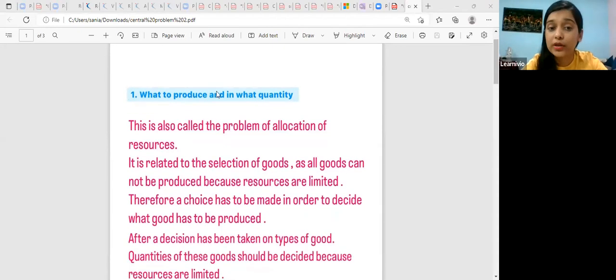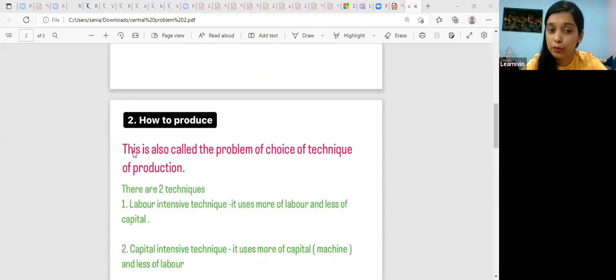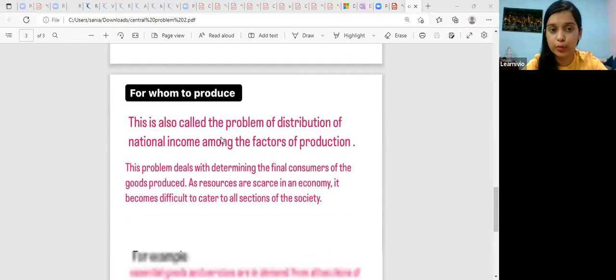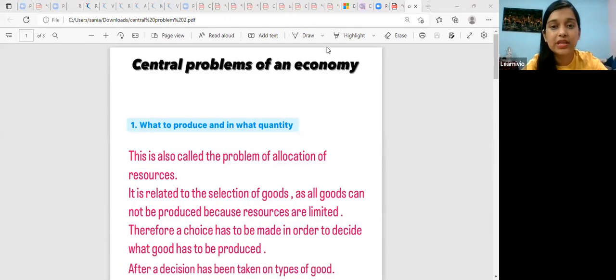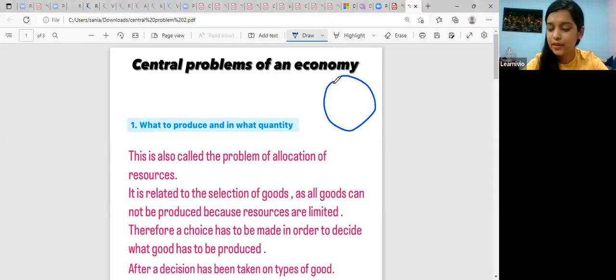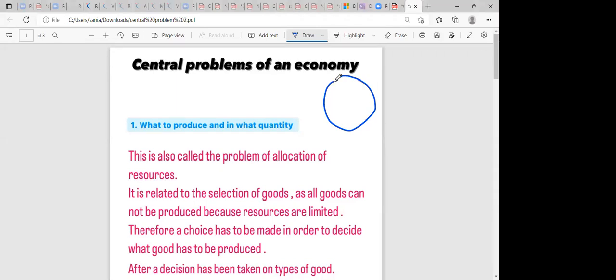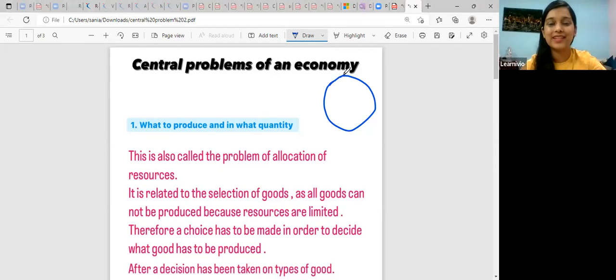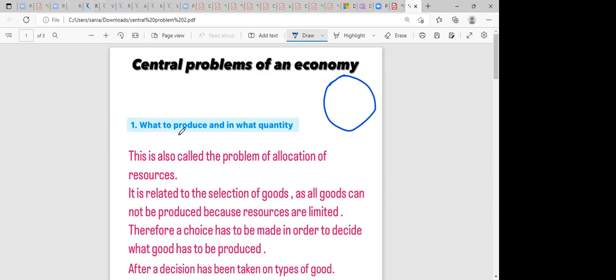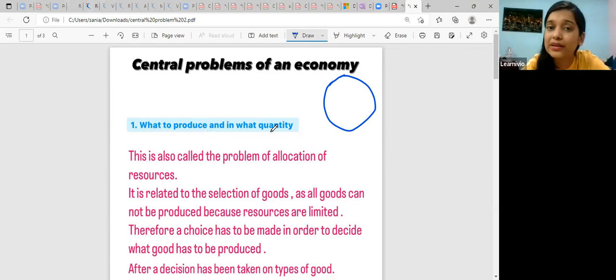So first is what to produce, second is how to produce, and third is for whom to produce. I gave you an example of your mother, like for example, in your home. Like what to cook, how to cook, for whom to cook. So first is what to produce and in what quantity. Why have I mentioned quantity here?